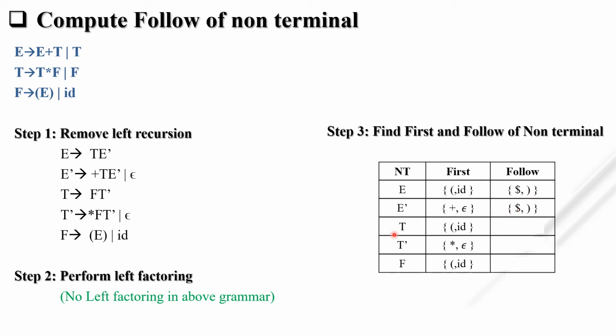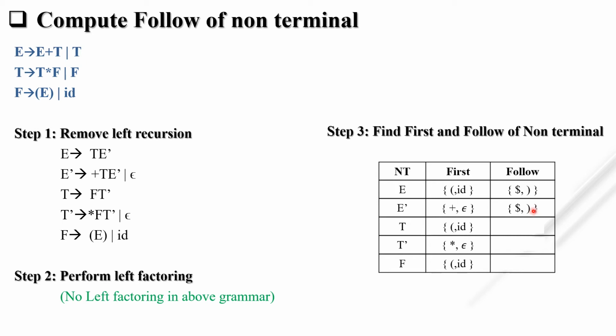Now we have to find the follow position of this E dash that is also there. If there are two non-terminals, we have to find the follow of both of them. E's follow is nothing, so we have to put E dash's follow in E dash. So what is the E dash follow? Dollar and closing bracket, as it is, we have to write.